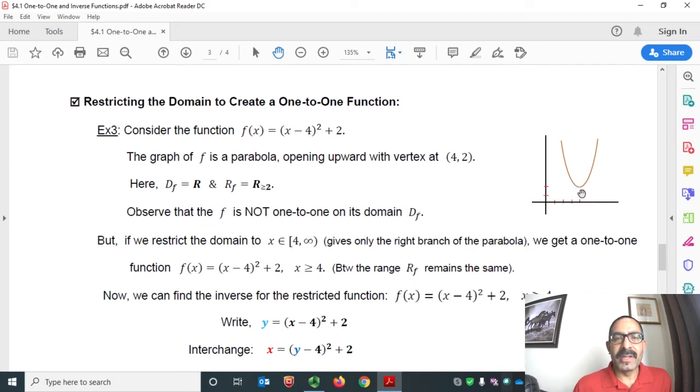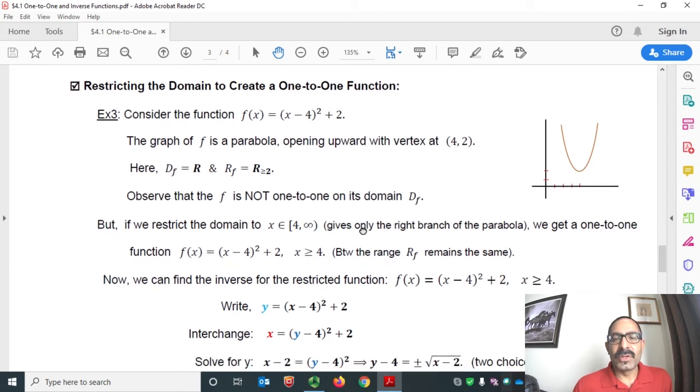Here, by the way, the domain of this parabola is everything, the whole real line, and the range is from 2 and above. So that means y belongs to the closed bracket 2 to the left side, and to the right side infinity. That means real numbers greater than or equal to 2. And observe that f is not one-to-one on its domain.